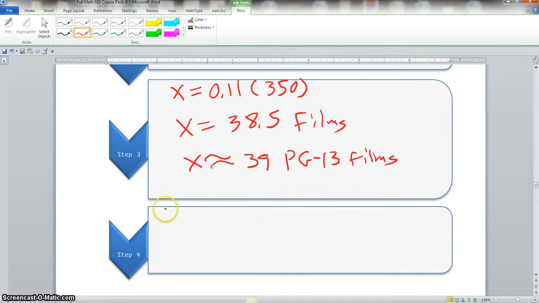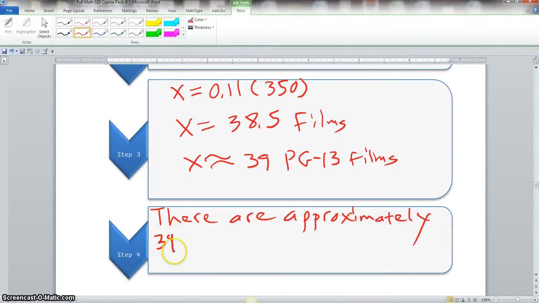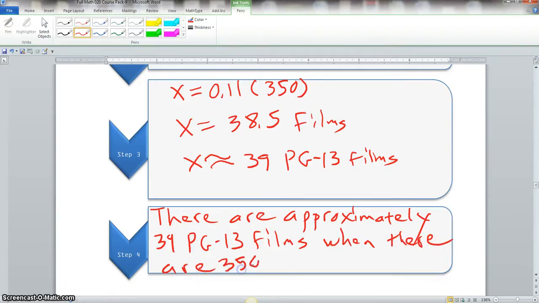So we were right here. There are approximately 39 PG-13 films when there are 350 films released.